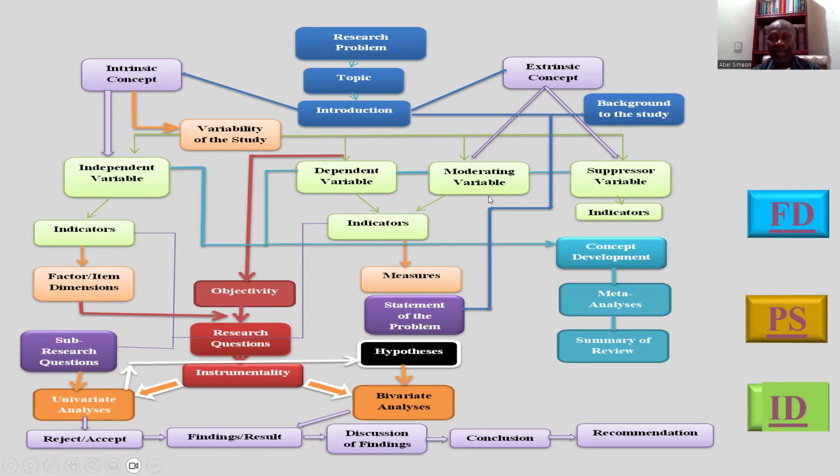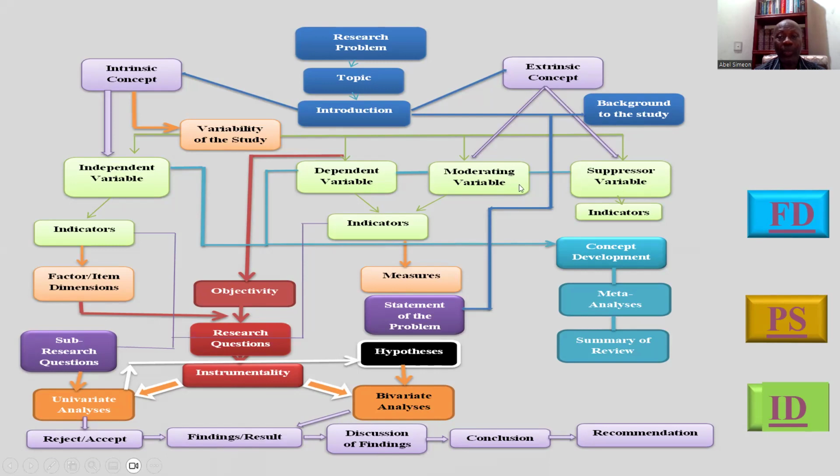The extrinsic concept is the ones that are outside the topic. You just imagine the moderating variable: what is that variable that would encourage the relationship between the dependent and independent variable? And what could discourage the dependent and independent variable? Any of these two, the moderating variable or the suppressive variable, are all extrinsic. But as I said earlier, it is not compulsory you have these two. If you have the independent variable, then you must have the dependent variable. If you have the moderating variable, then you should have the suppressor variable.